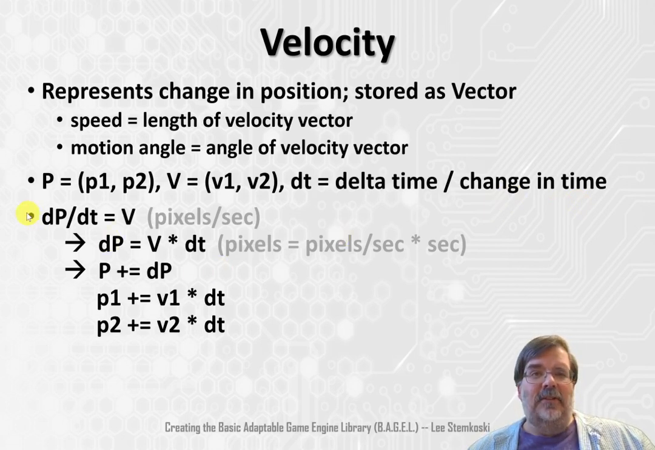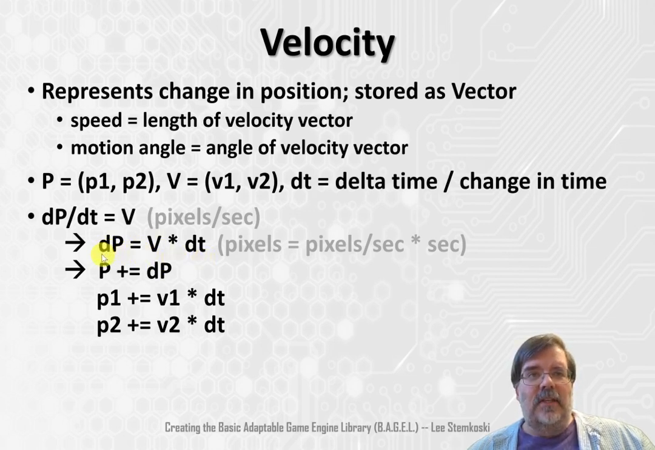If you've taken calculus, you don't need calculus, but if you have, you've probably seen an equation like this, dp/dt equals v. What this is saying is that the change in position with respect to time is defined to be exactly the velocity. And the units for velocity, we'll think of those as pixels per second. Now I could take this equation and rearrange it a little bit. Informally, multiplying both sides by dt, we'll end up with the equation dp equals v times dt.